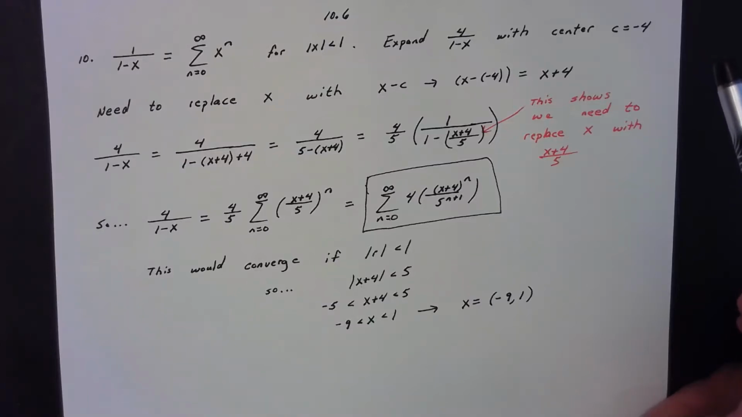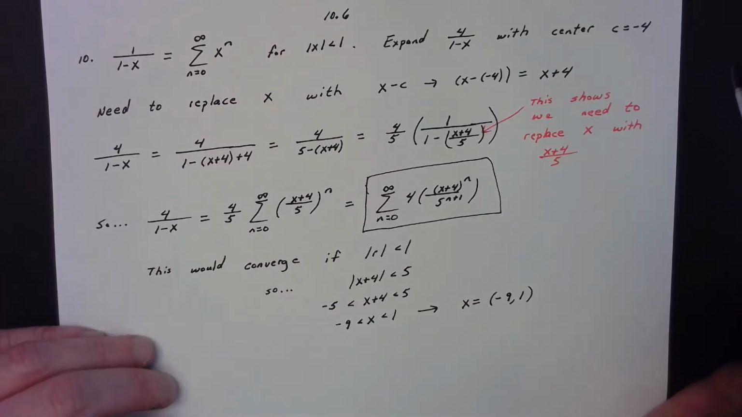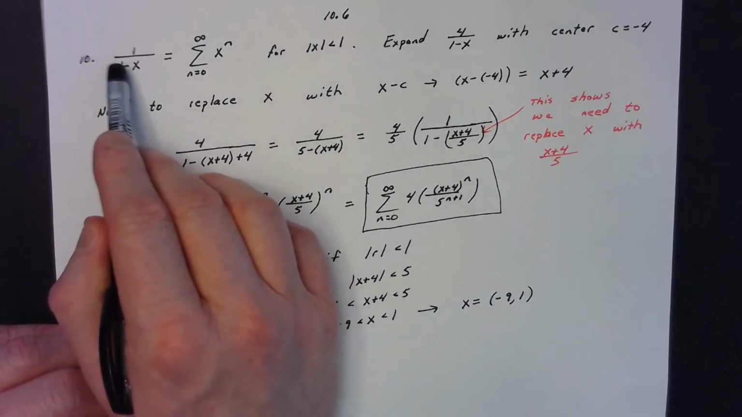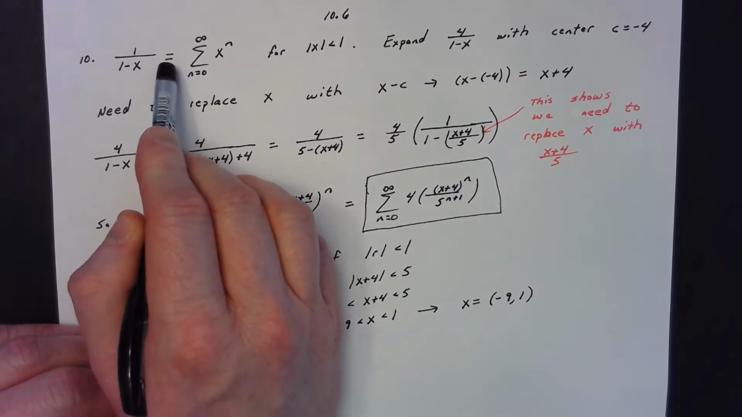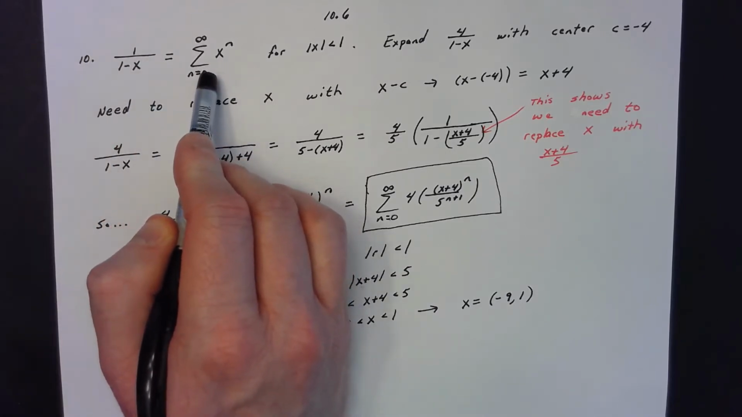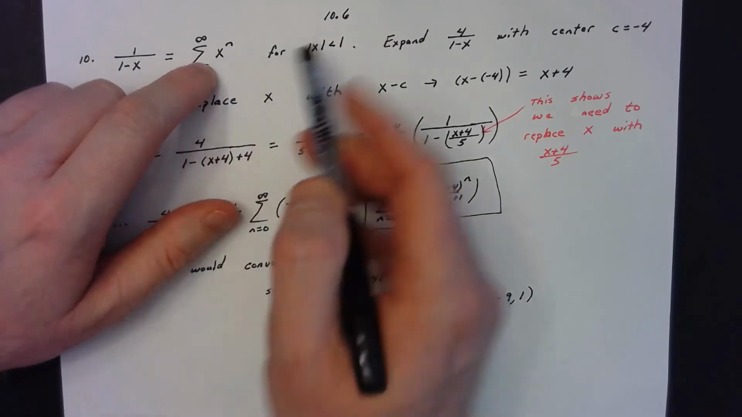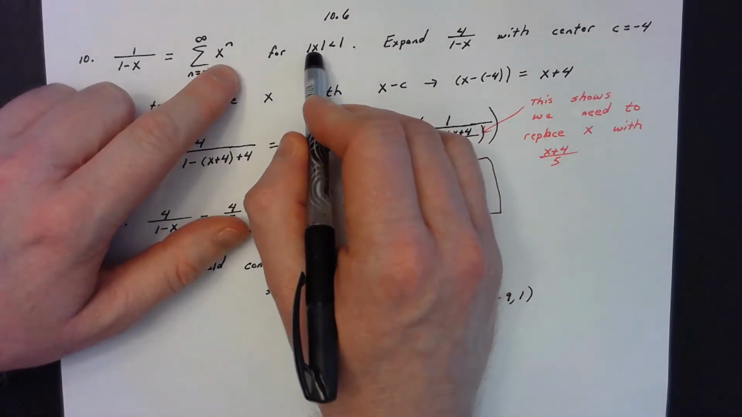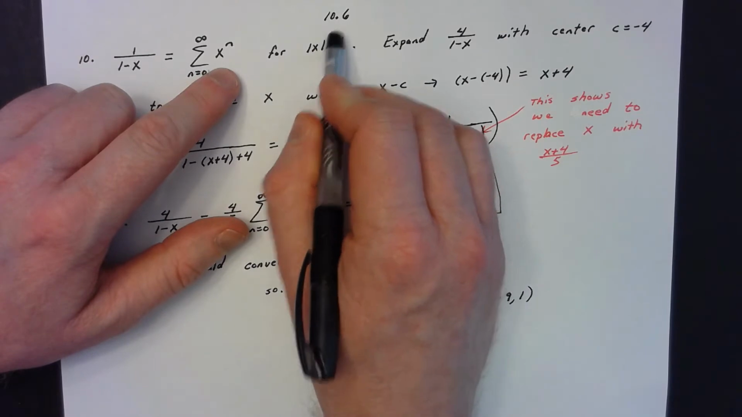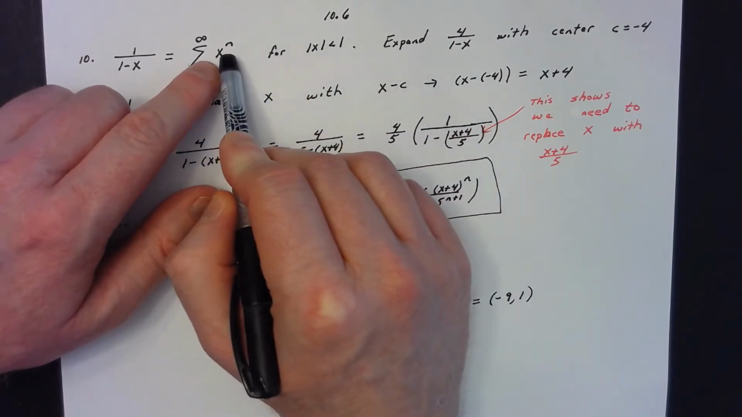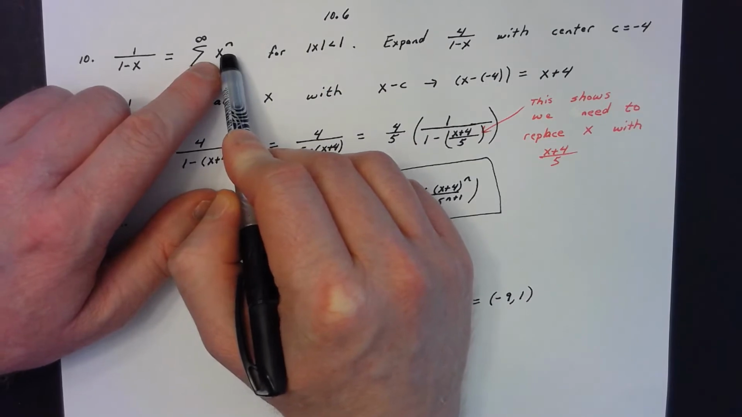Hey guys, let's take a look at number 10 in section 10.6. So you're given in the problem that the function 1 over 1 minus x can be represented by the power series, the sum from n equals 0 to infinity of x to the nth power. And of course this is only convergent if the absolute value of x is less than 1. Otherwise it would diverge off to infinity.